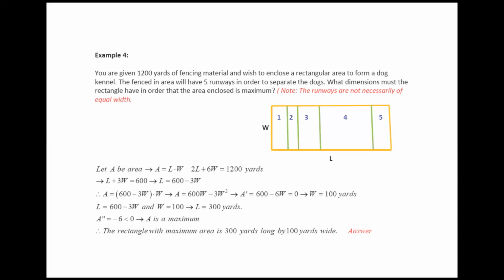Example 4, you're given 1,200 yards of fencing material and wish to enclose a rectangular area to form a dog kennel. Again, sounds like example 2.